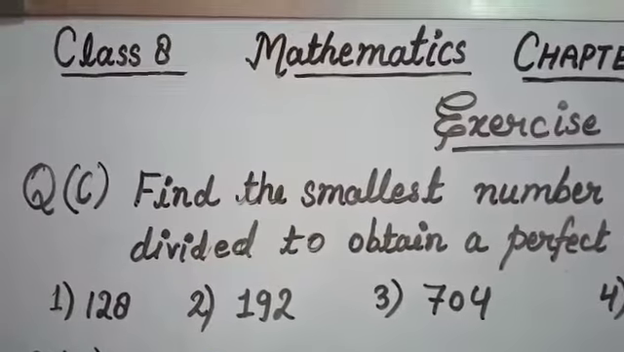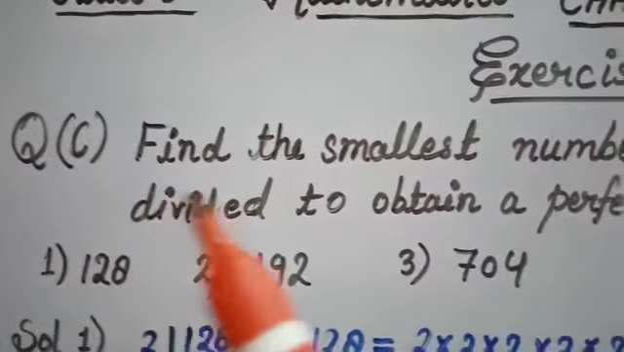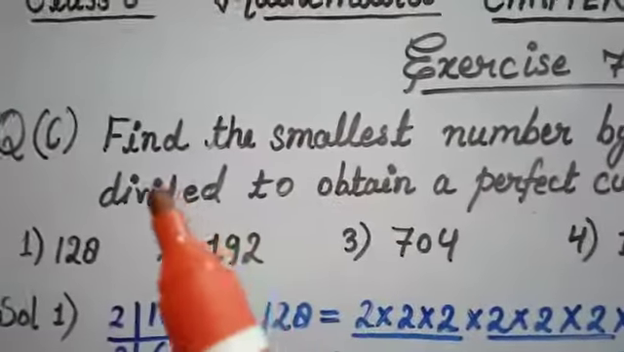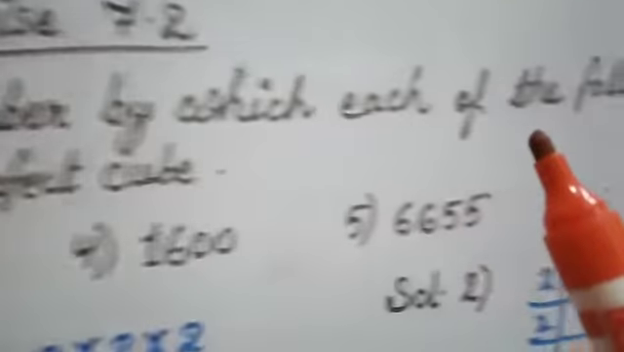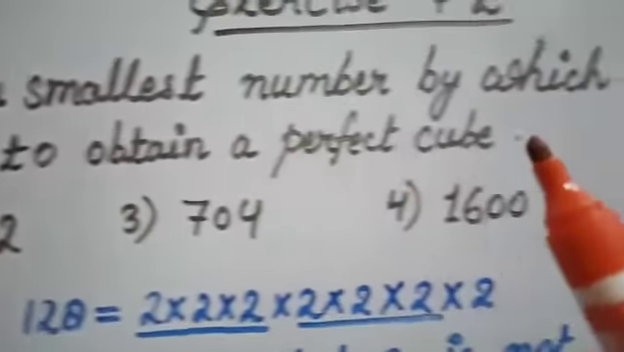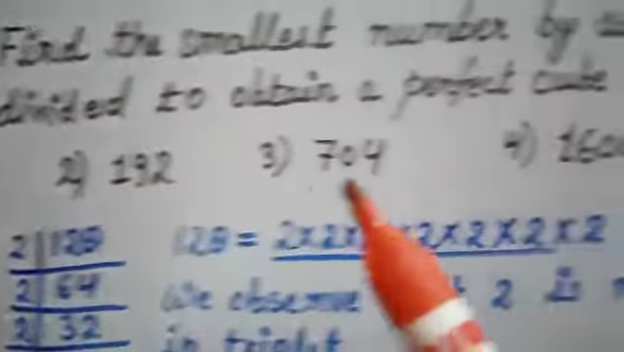Class 8th. In this video, we will solve question C of exercise 7.2. Find the smallest number by which each of the following numbers must be divided to obtain a perfect cube. There are 6 parts in this question.